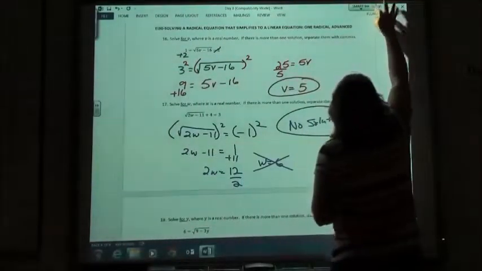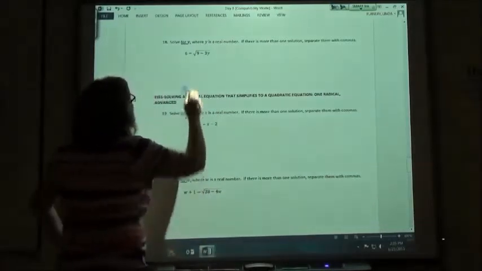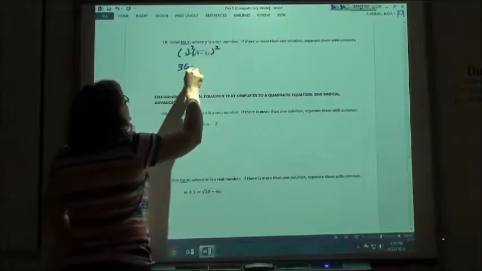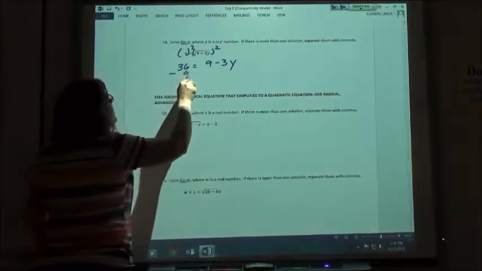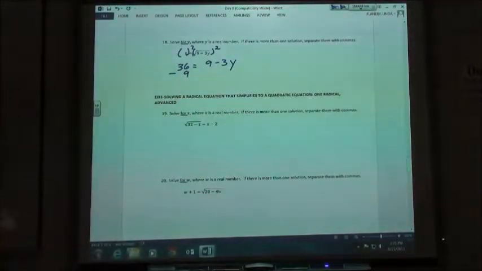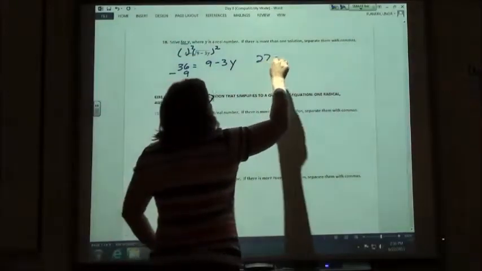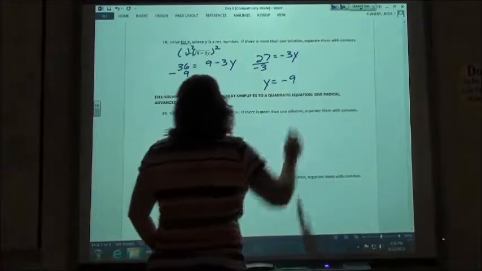Number 18. So number 18, on this one, the square root is already by itself, so we just have to square both sides. 6 squared is 36 equals 9 minus 3y then. I'm going to subtract my 9. So 36 minus 9 would be 27. 27 equals negative 3y. And divide by negative 3, so y equals negative 9.